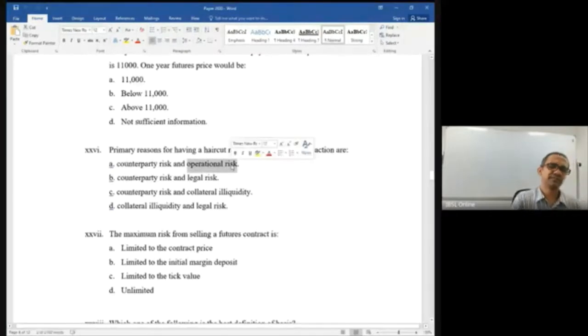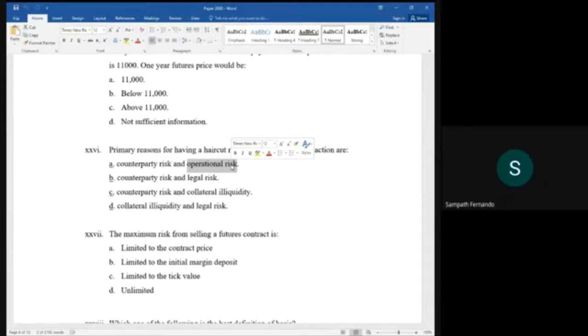But having a haircut on the collateral will expose you to operational risk. You have to calculate the haircut properly and then ask the counterparty to place the collateral properly. There are some additional operational activities, so that will introduce operational risk, and legal risk as well, such as whether the pledged security is unencumbered or whether you can acquire that collateral immediately or not. So that will give rise to legal risk and operational risk.